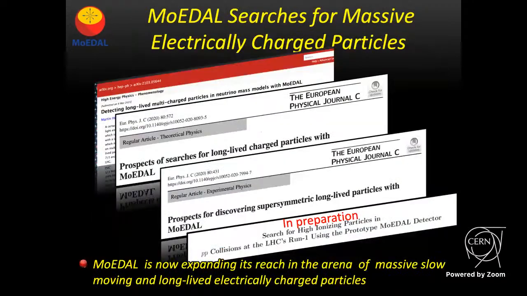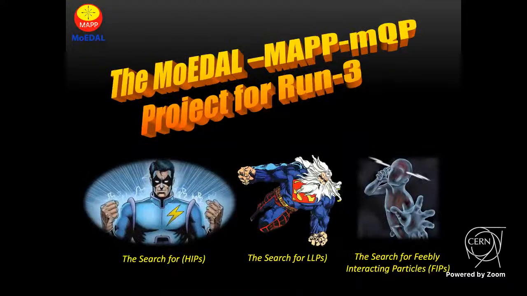So carrying on, these are the other papers that are in preparation. Search for highly ionizing particles in Run 1, electrically charged particles, and prospects of discovering supersymmetric particles have already been published. Lots of stuff to do. We now move to the MoEDAL-MAPP milli-charged particle detector project for Run 3.